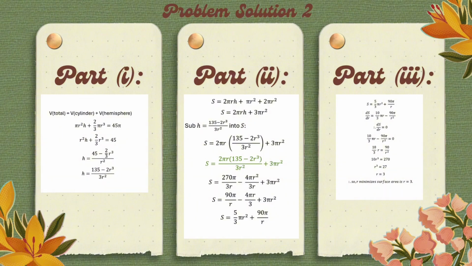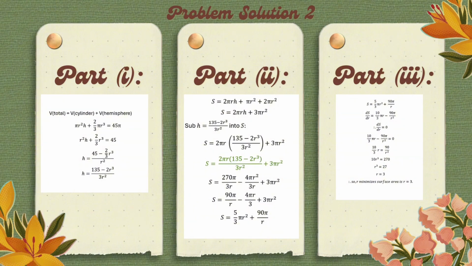Now we substitute h equal to (135 minus 2 r^3) divided by 3 r^2 into the surface area. Surface area now equal to 2 pi r times (135 minus 2 r^3) divided by 3 r^2, plus 3 pi r^2. Expanding and simplifying, surface area equal to 90 pi over r plus 5 over 3 pi r^2. This is the formula for the total surface area S.